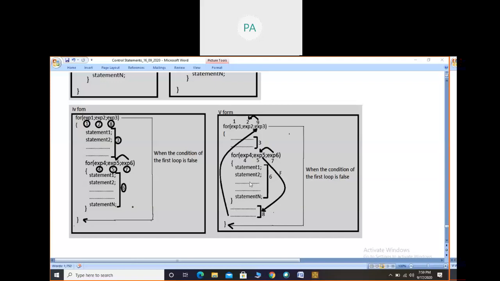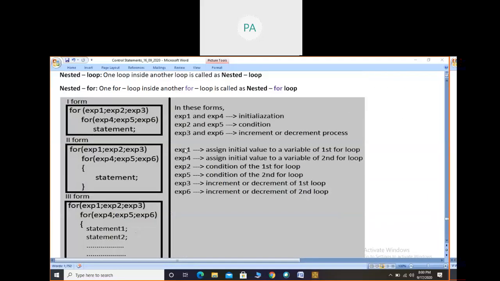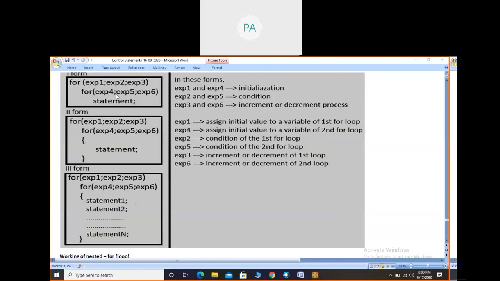Okay, for the second loop also we have n number of statements. For the first loop, we have n number of statements. That is, before it starts the second loop, and after the end of the second loop, we have some statements. So you have to consider those statements also while executing. Because when we discussed the first three forms, there were no statements before the second loop and after the second loop. So only the statements were related to the second loop.